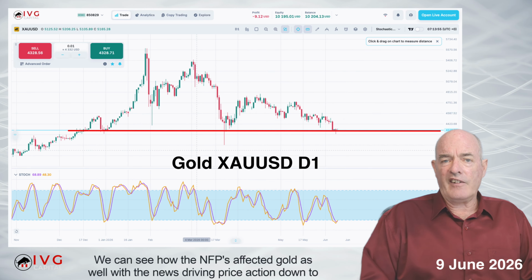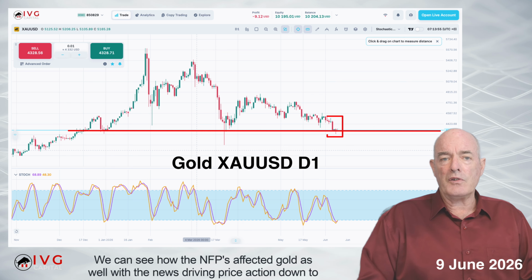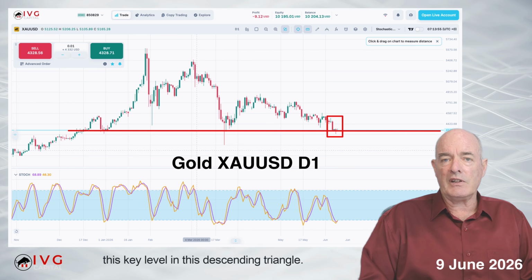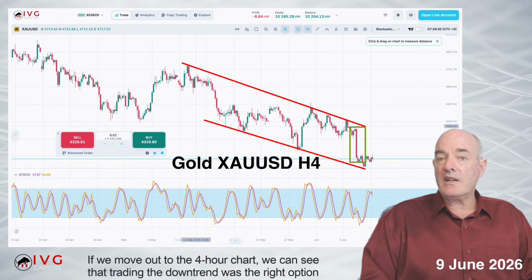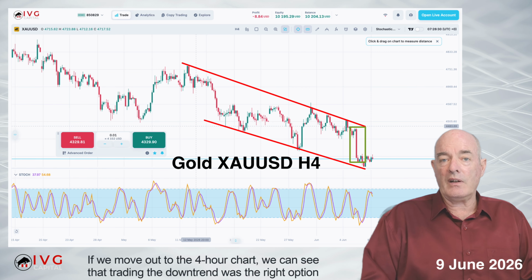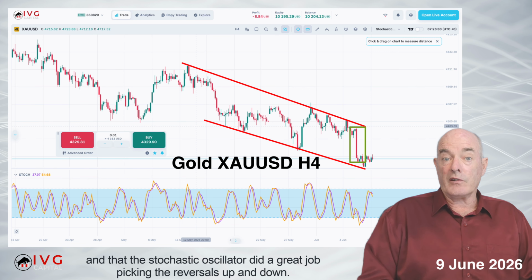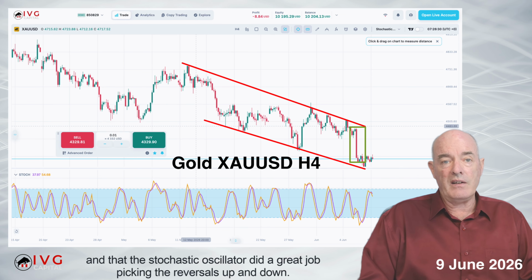We can see how the NFPs affected gold as well, with the news driving price action down to this key level in this descending triangle. If we move out to the 4-hour chart, we can see that trading the downtrend was the right option and that the stochastic oscillator did a great job picking the reversals up and down.